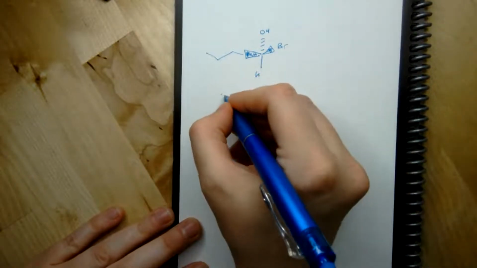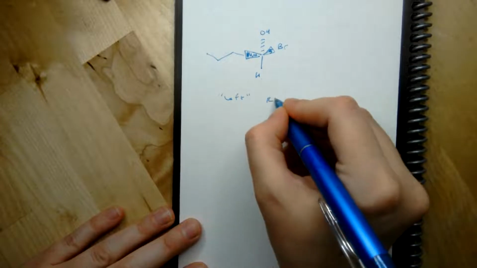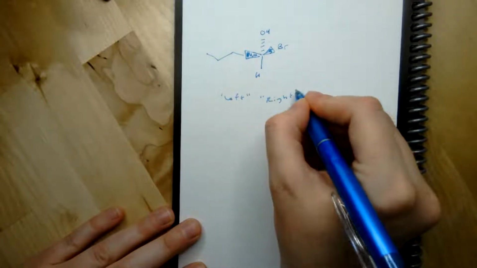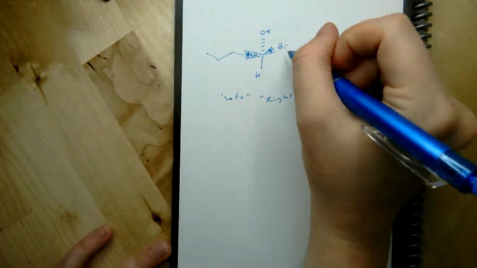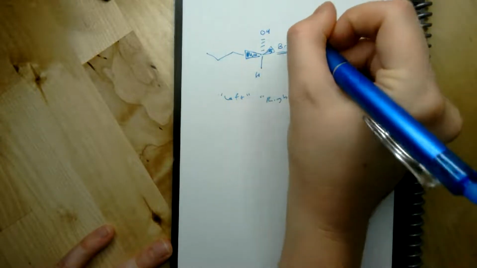Is it sort of like the left hand or the right hand? And there's not one that goes with one or the other. It's just sort of a version that we have for naming that. So we assign priority based on Cahn-Ingold-Prelog, which is about mass of the thing directly attached. So here I think bromine.